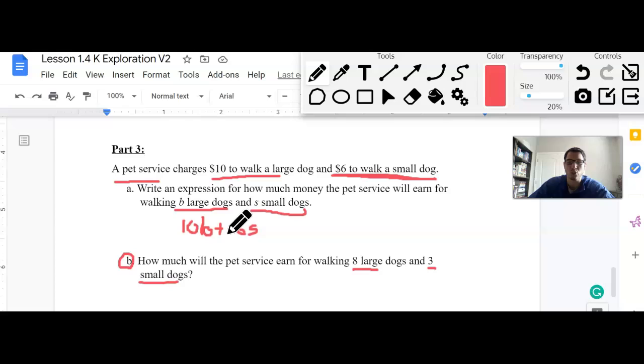Okay, the pet service is using this algebraic expression to figure out how much money they can make. So $10 times the number of large dogs they walk plus $6 times the number of small dogs they walk. So it says that they walk 8 large dogs. So we're going to substitute 8 in for large dogs, which is B. So 8, oops, I'm sorry. Let's go ahead and I messed that up there.